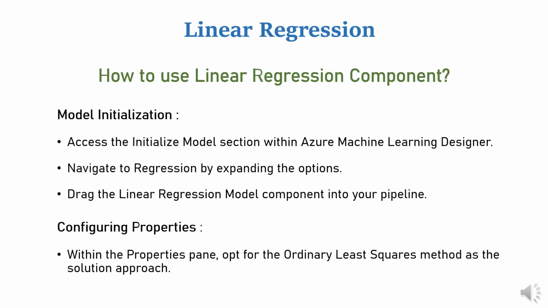How to use linear regression component. Model initialization. Access the Initialize Model section within Azure Machine Learning Designer. Navigate to regression by expanding the options. Drag the linear regression model component into your pipeline. Configuring properties. Within the properties pane, opt for the ordinary least squares method as the solution approach.